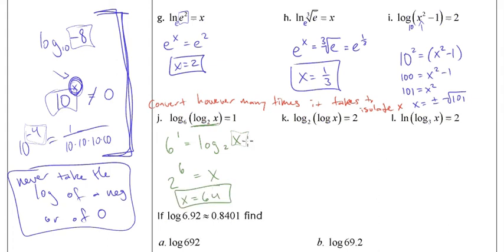All right, notice we did two conversions right here. We first changed it, which reduced it down to one logarithm. Then we converted it again, and that got rid of the second logarithm.